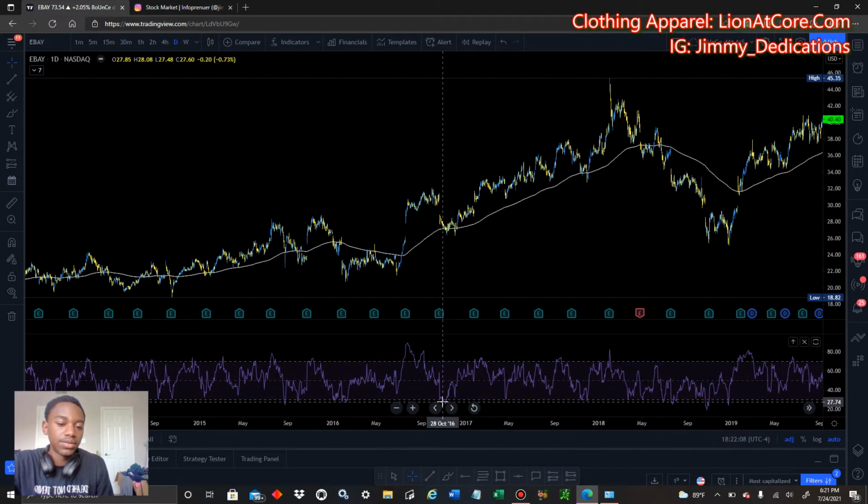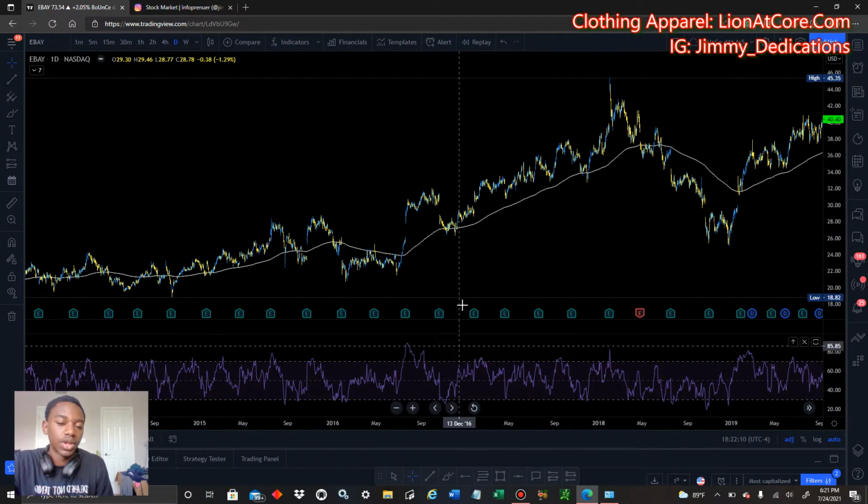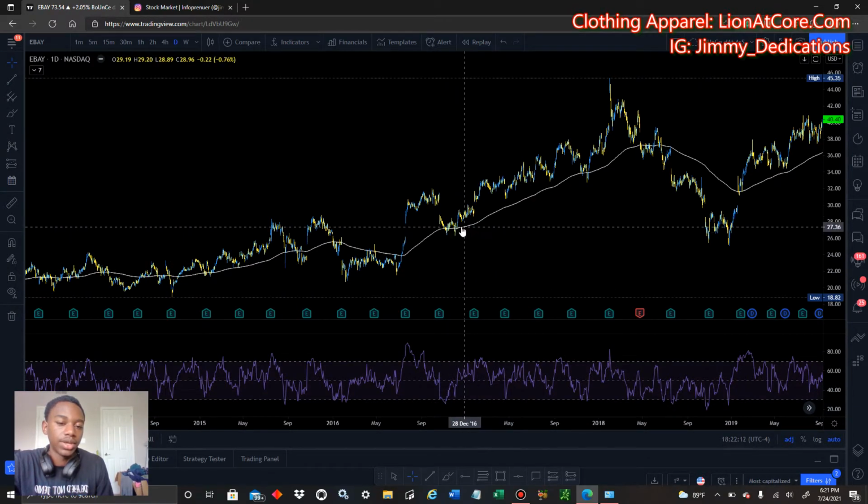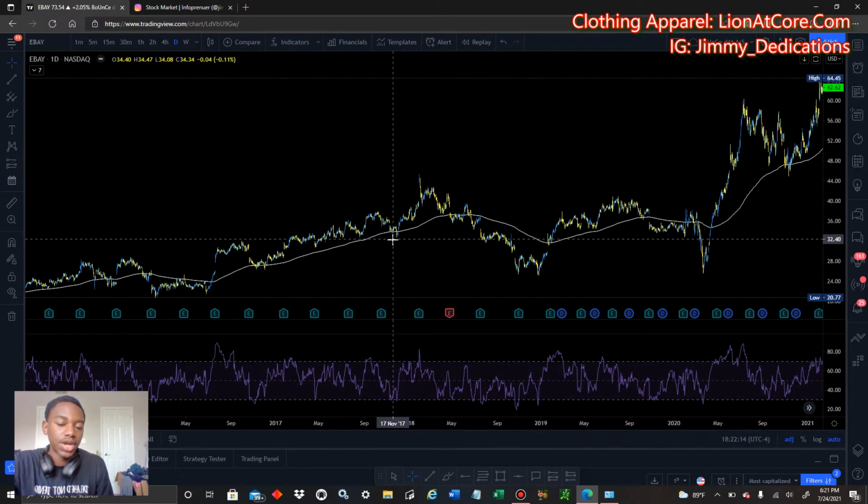So right here you see it was oversold at the 200 EMA. You could have went in for a long term outlook.